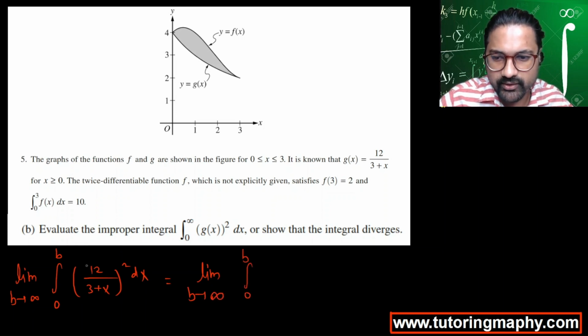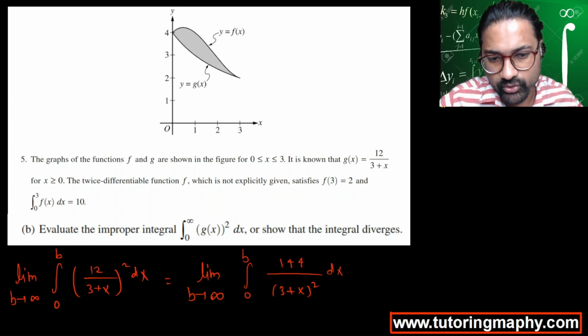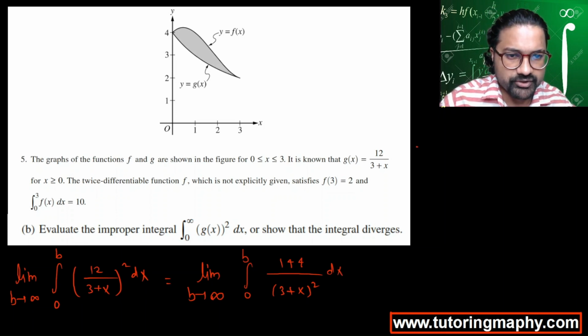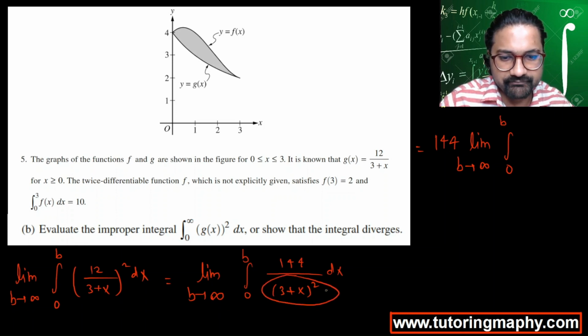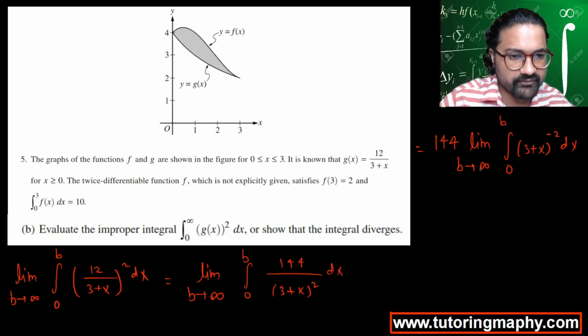What is 12 squared? 144. And the denominator is just 3 plus x, so that's 3 plus x whole squared dx. I'm going to continue over here. 144 is an innocent constant that's going to come out. That's not going to interfere with my limit or integral anyway. So this is limit of b approaching infinity, 0 to b of, and at the same time I'm going to manipulate this. Can I move this on the top? I don't like this in the bottom. I'm going to move this on the top, so it's going to look like 3 plus x raised to negative 2 dx, right? Some basic rules of exponent.